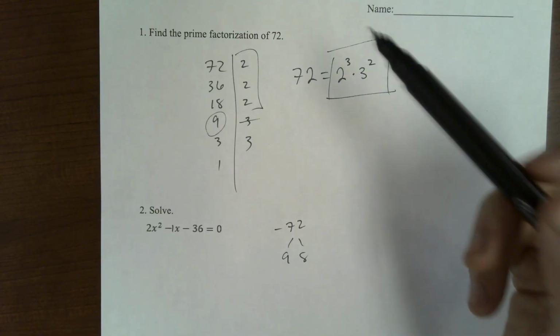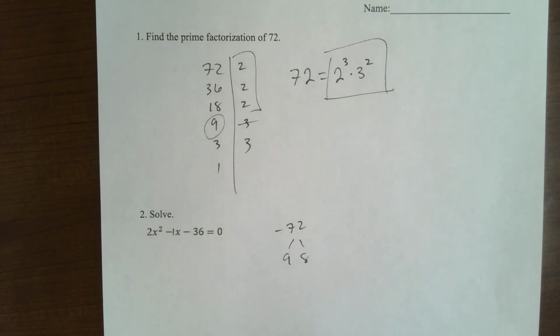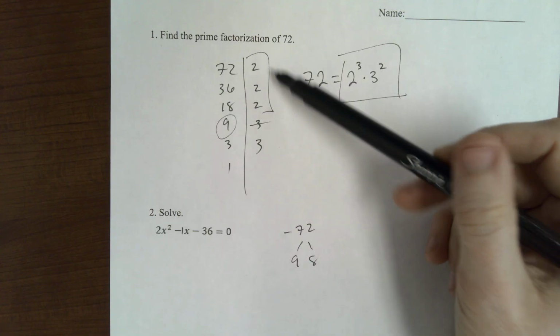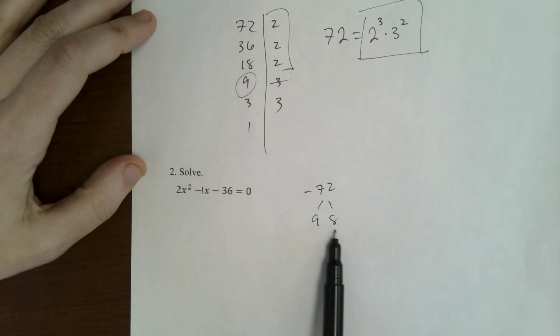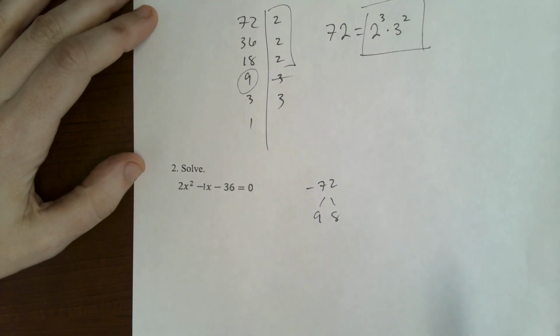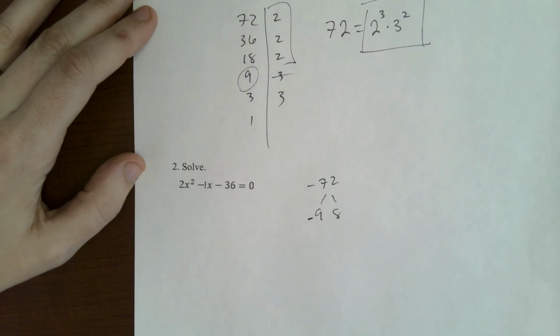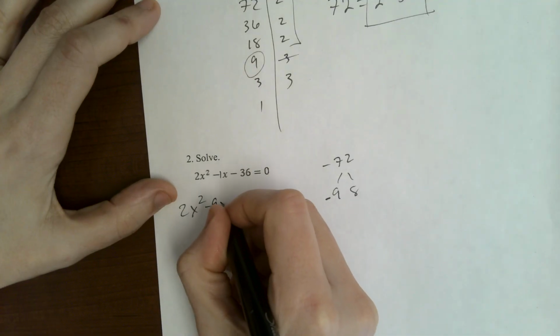All right. So you could go up the tower to figure out factor pairs, or you could just rearrange these primes over here into two different groups, and that will also give you factor pairs. All right, so anyway, 9 and 8 make 72, 9 times 8, but I need them to add to make negative 1, so that. So 2x squared.